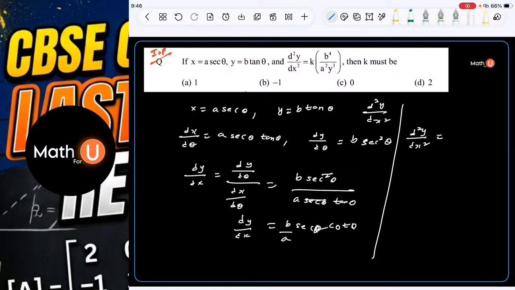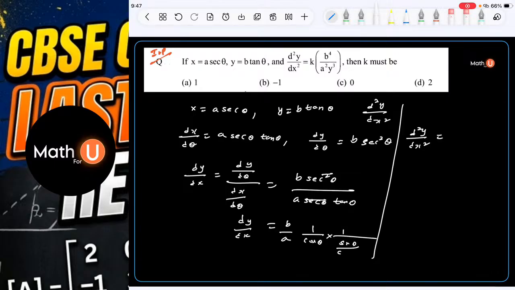Otherwise, can we rewrite this one again? If you simplify further, instead of writing like this, can I simplify this one? We can rewrite secant theta as 1 by cos theta. Again tan theta can be written as sin theta by cos theta. Cos theta cancels, 1 by sin theta can be written as cosecant theta. Now differentiate this one.